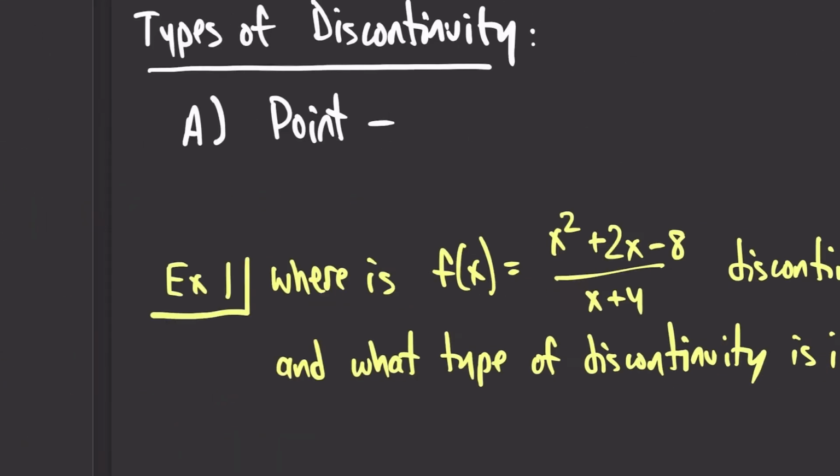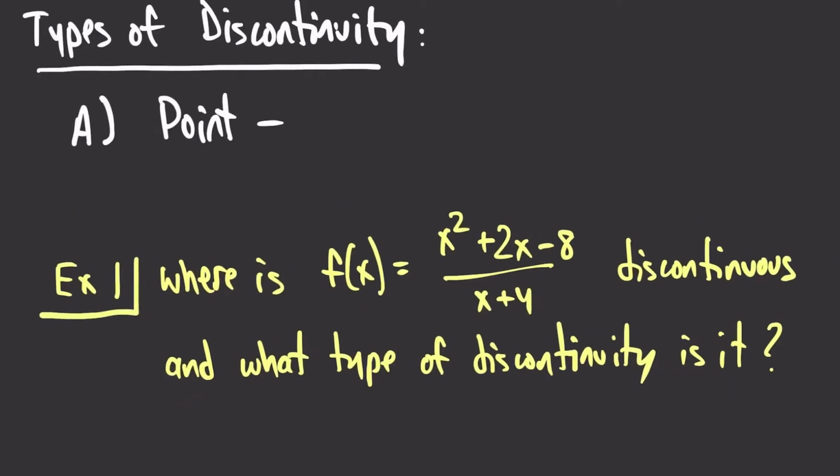So there's different types of discontinuity, three types we're going to talk about. The first one is point discontinuity. Now, the nice thing about point discontinuity is it looks exactly like it sounds. Point discontinuity is a hole in the function. So visually, we have something that looks like this. There's some function, continues on to negative infinity and positive infinity, but there's a hole in the function. That's an example of point discontinuity.